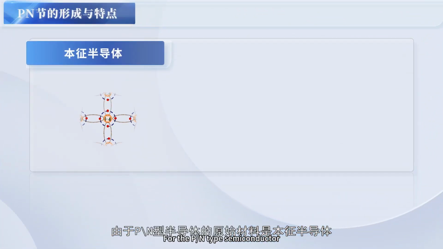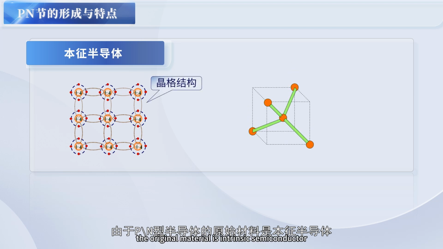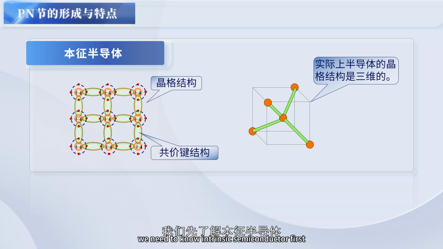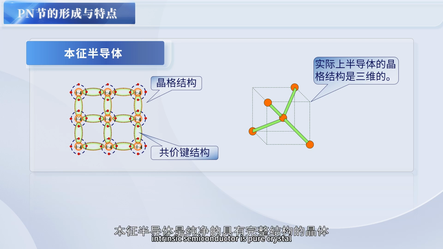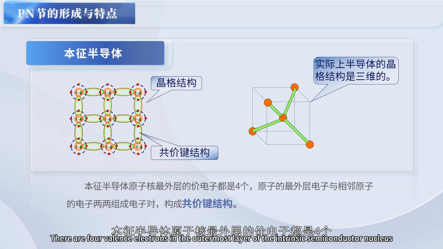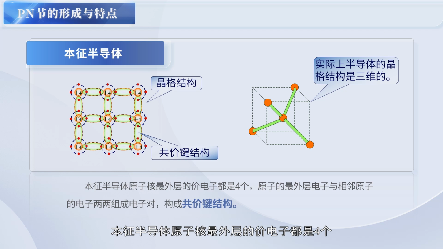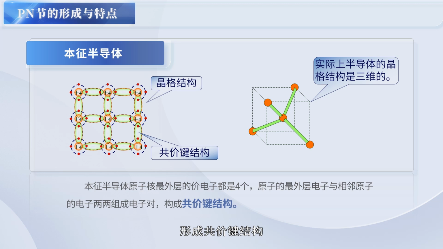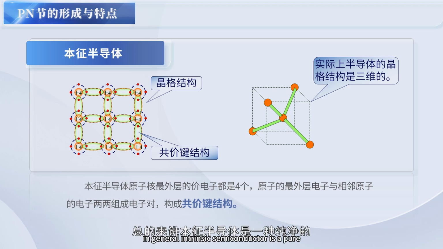For the PN-type semiconductor, the original material is intrinsic semiconductor. Before learning about PN-type semiconductor, we need to know intrinsic semiconductor first. Intrinsic semiconductor is a pure crystal with a complete structure. There are 4 valence electrons in the outermost layer of the intrinsic semiconductor atom. The outermost electrons of the atoms form electron pairs with the electrons of adjacent atoms, forming a covalent bond structure. In general, intrinsic semiconductor is pure and has a complete crystal structure.